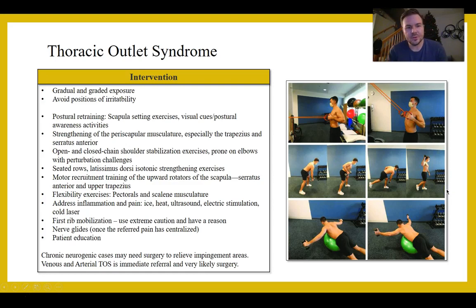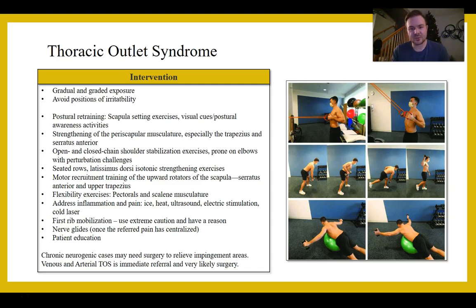So, interventions, what we do? Well, the first thing is that you have to stop the aggravating activity for a period of time. And then simply gradual and graded exposure back into that activity. So activity modification is probably the number one thing. You can see the other things that I would do here. Various types of modalities if needed. Periscapular muscle activation, rotator cuff strengthening, core and postural exercises, patient education, nerve glides.